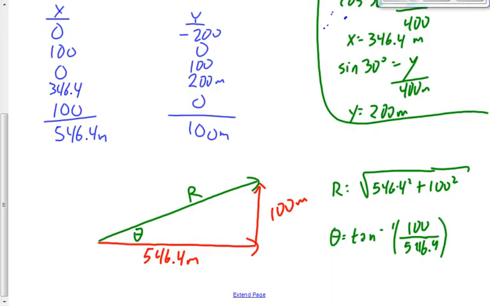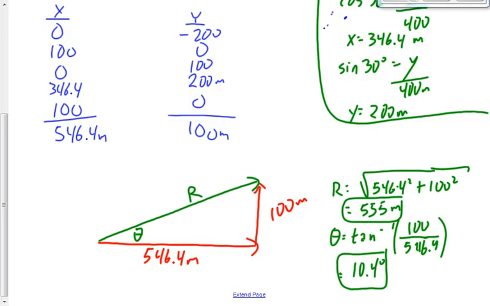So let's calculate each of those now. For R, we end up getting 555. And for theta, we end up getting 10.4 degrees. Does that make sense? Yep.